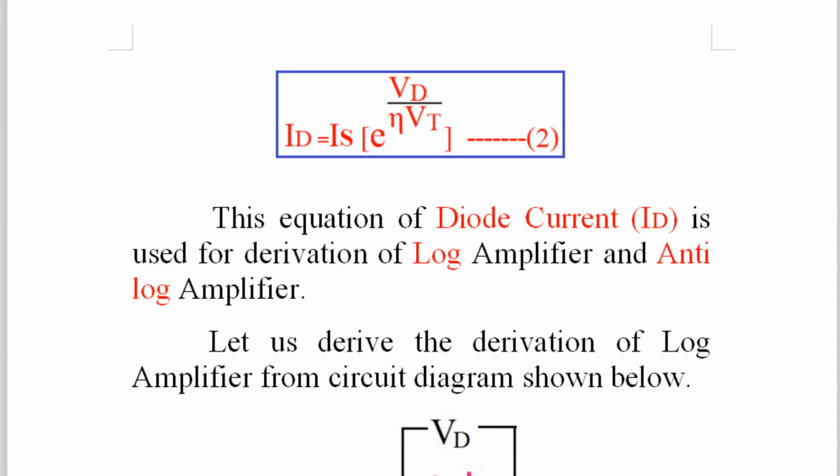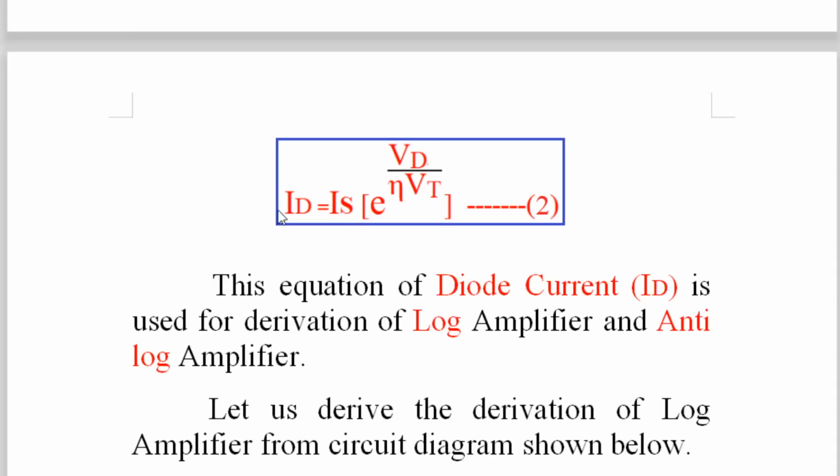And this equation you have to remember. Current flowing through the diode ID is equal to reverse saturation current IS into e raised to Vd divided by eta into Vt. Bracket close. Now minus 1 is not there. And this is equation number 2. This equation of diode current ID is used for the derivation of log amplifier and anti-log amplifiers. So this is very important.